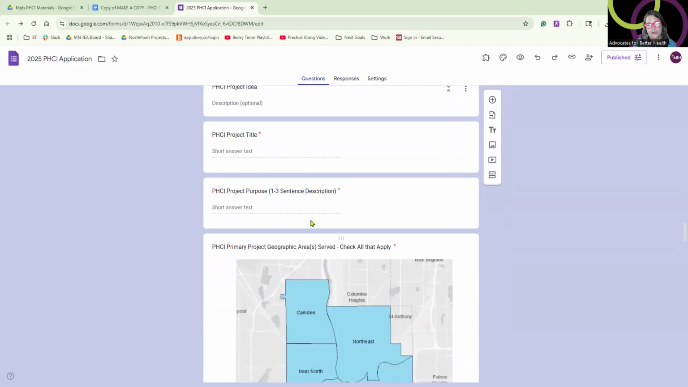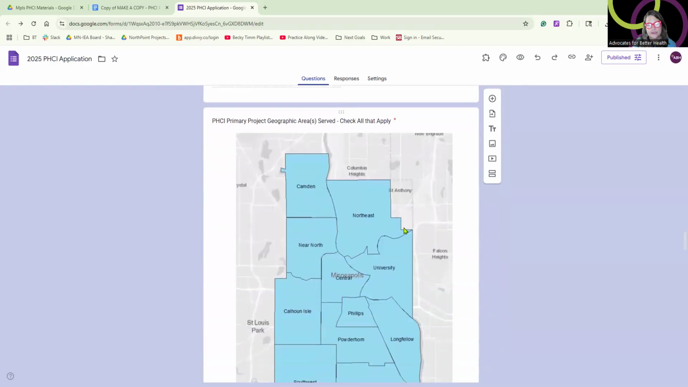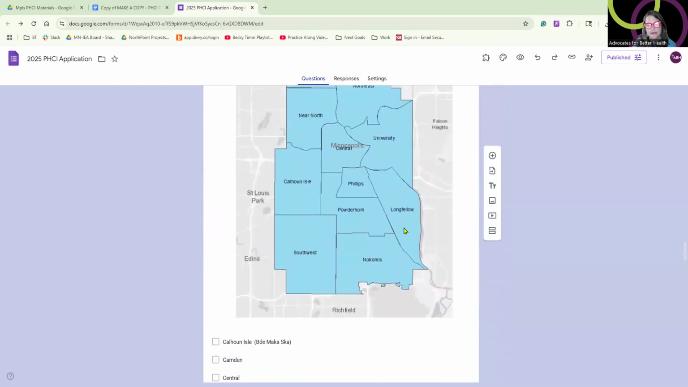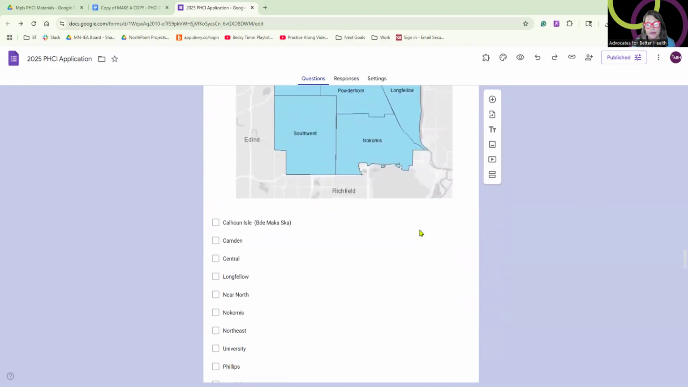Purpose: a 1 to 3 sentence description, a summary, so we can show off what we're funding. And then here is the geographic area that you want to be serving in. This does not mean that your business or nonprofit or even the individual has to live in the City of Minneapolis, but the project is to fund people and communities in the City of Minneapolis. So check all that apply.